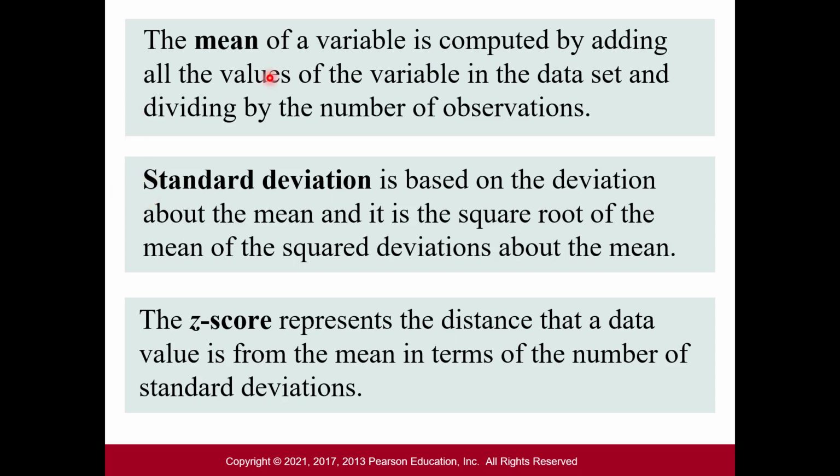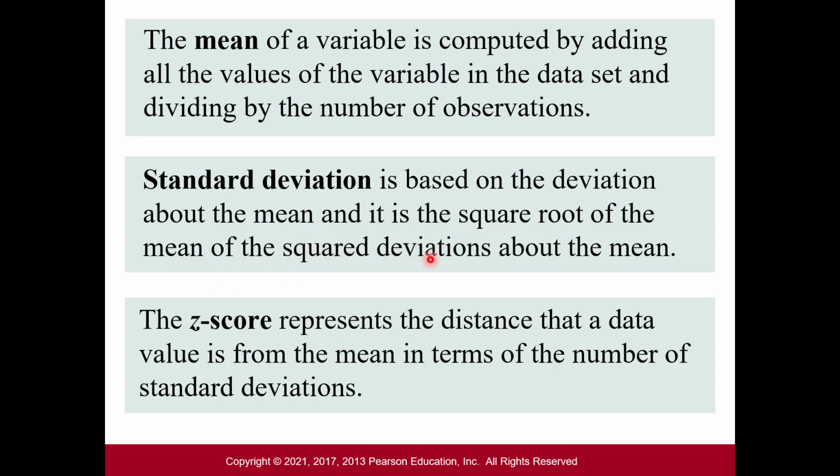Just a reminder, the mean of a variable, you get that by adding all the values of your variable and then dividing by the number of observations in your data set. So we've dealt with that quite a bit so far. The deviation about the mean, or how far your data point deviates from the mean, you find that by taking the square root of the mean of the squared deviations about the mean.